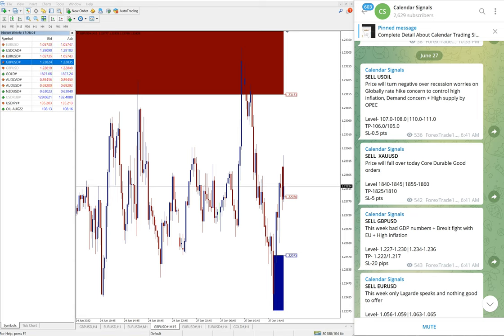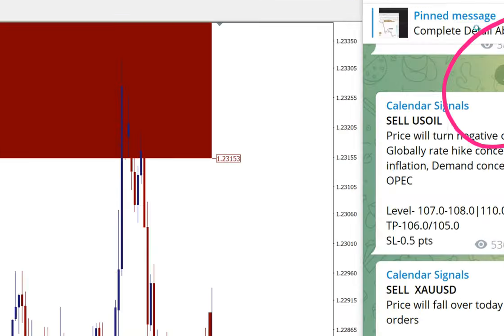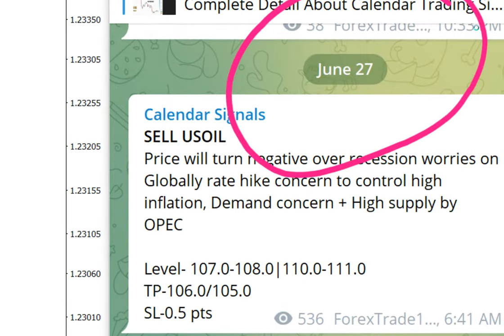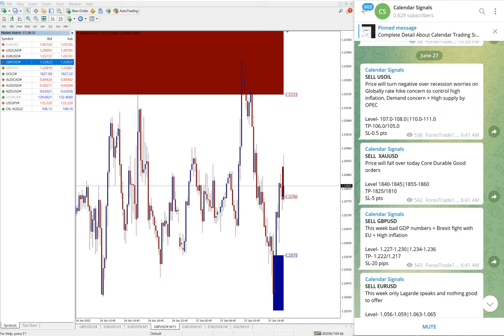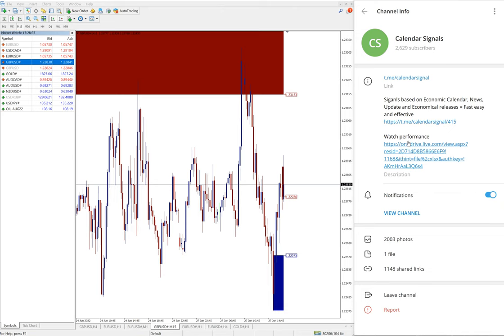Today we are going to show you the performance of today's calendar signals. Today is June 27. You can see the date pop up on our Telegram channel here, June 27, and all these signals posted on this channel.